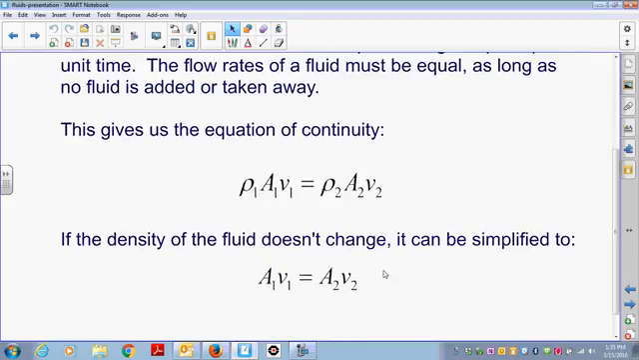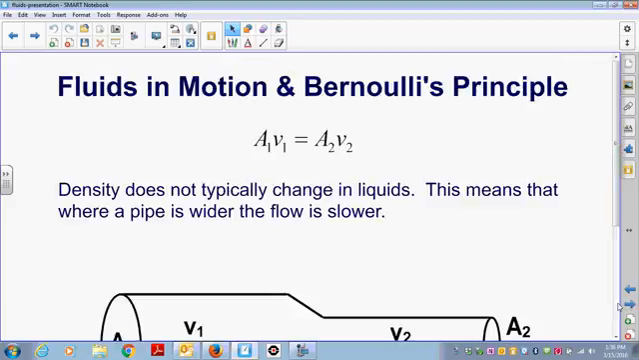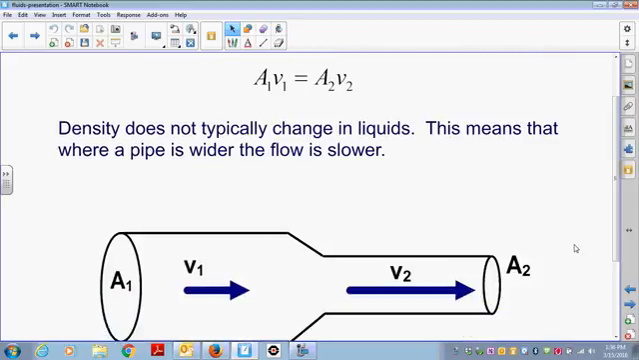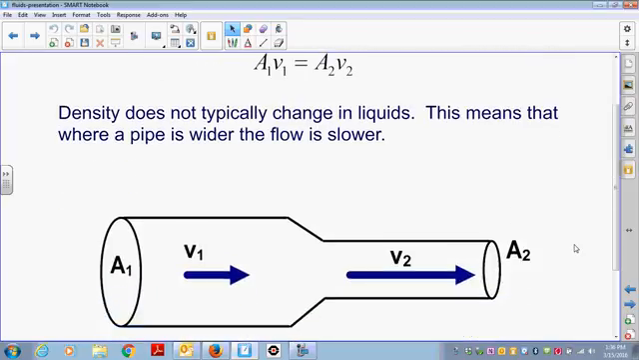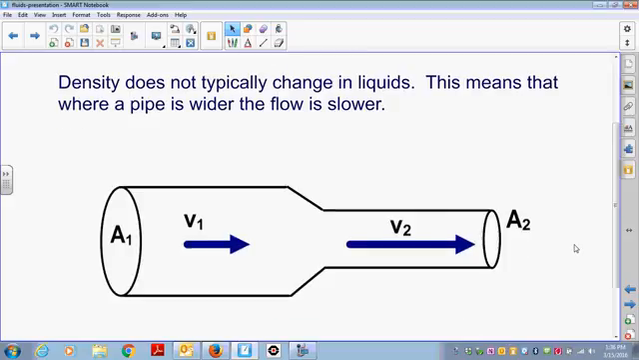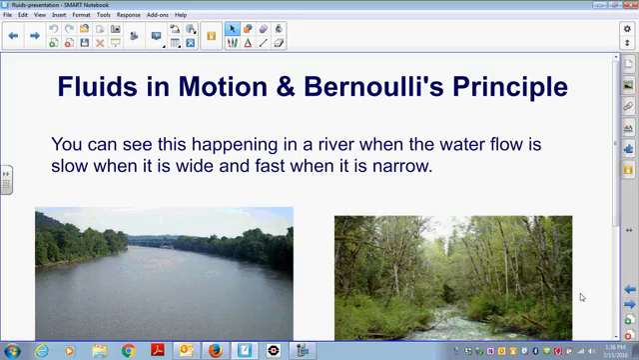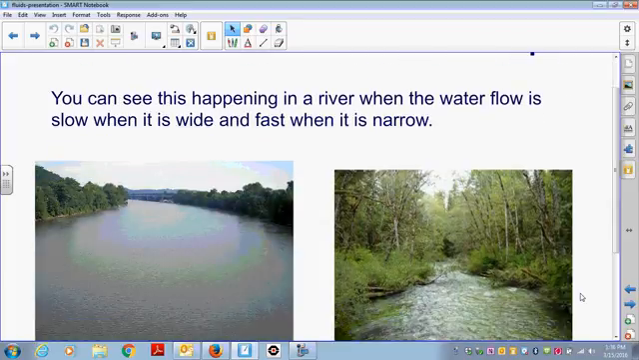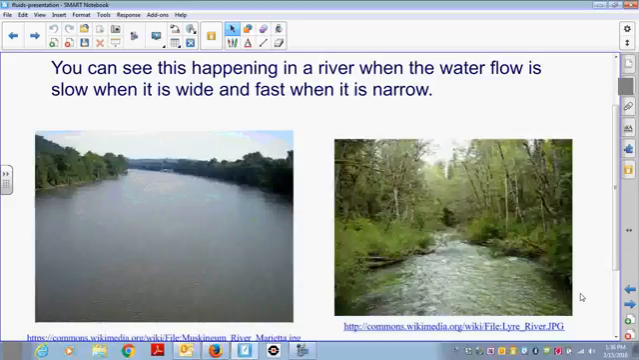If the density of the fluid doesn't change, it can be simplified to the area times the speed at position 1 must be equal to the area times the speed at position 2. Density does not typically change in liquids. This means that where a pipe is wider, the flow is going to be slower. You can see this happening in a river when the water flow is slow when it is wide and fast when it is narrow.